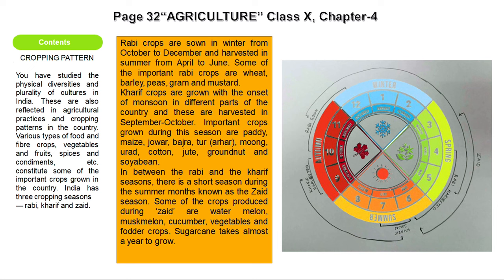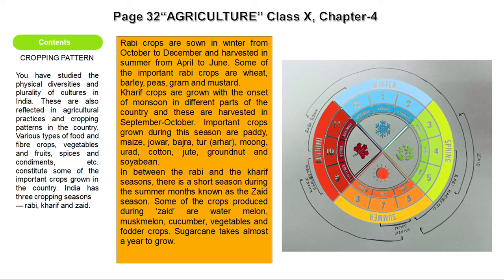So there is a diagram on the right side. If you see that, you have to understand this according to the months basically. The Rabi crops are sown in the winter from October to December and harvested in summer from April to June. Some of the important Rabi crops are wheat, barley, peas, gram and mustard. So if you see in the figure, it is covering many months, and the ripening occurs in the months of April, May, June.